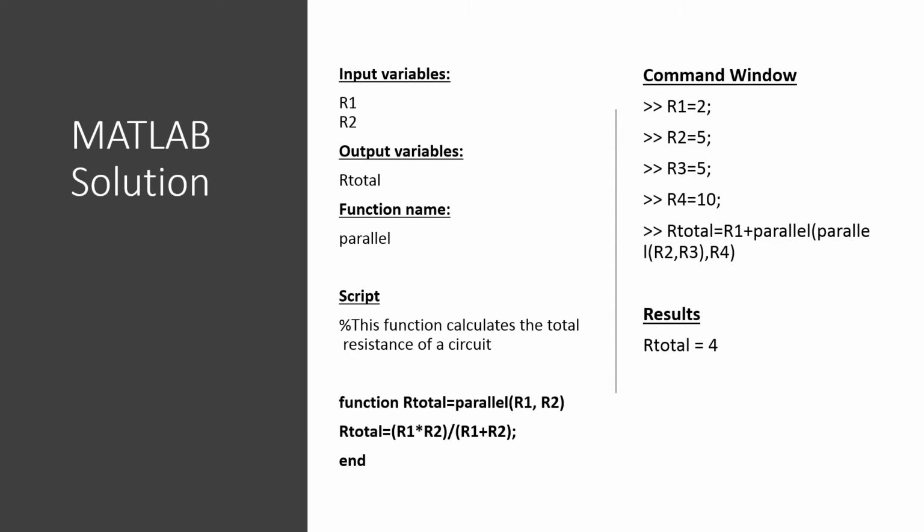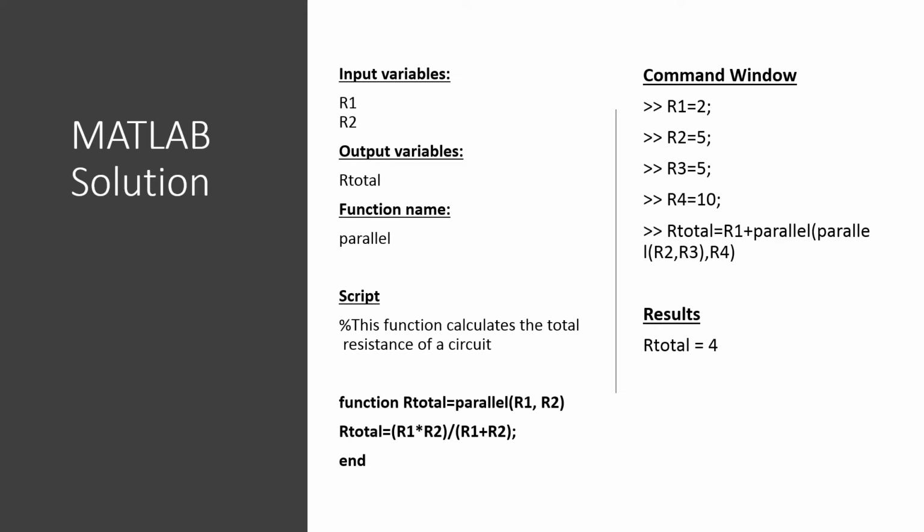We define our function as follows. function R_total = parallel(R1, R2). Next line is R_total equals the product of our resistors divided by the sum of our resistors. After we save our function, the next step is to go to our command window and begin by adding values to our resistors based on our circuit provided in the previous slide.